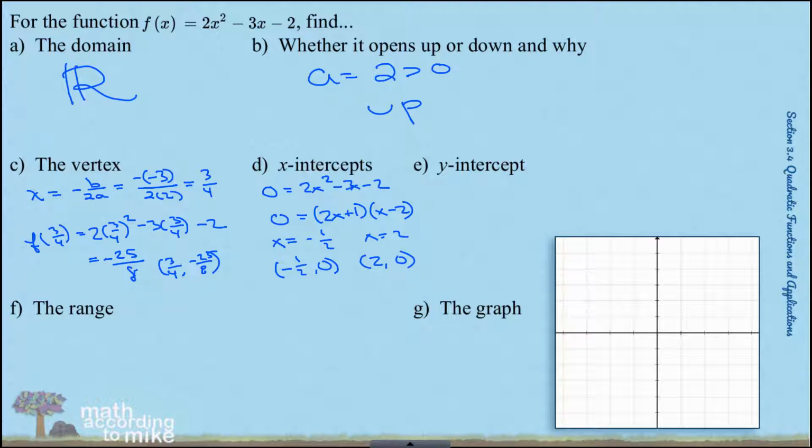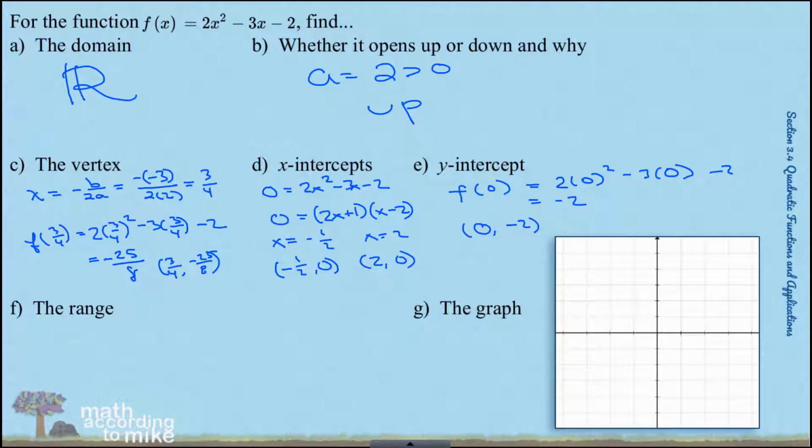To find the y-intercept, much easier, you put in 0 for x. So we'll have 2 times 0 squared minus 3 times 0 minus 2. And that gives us negative 2. So as an ordered pair, that's 0, negative 2.